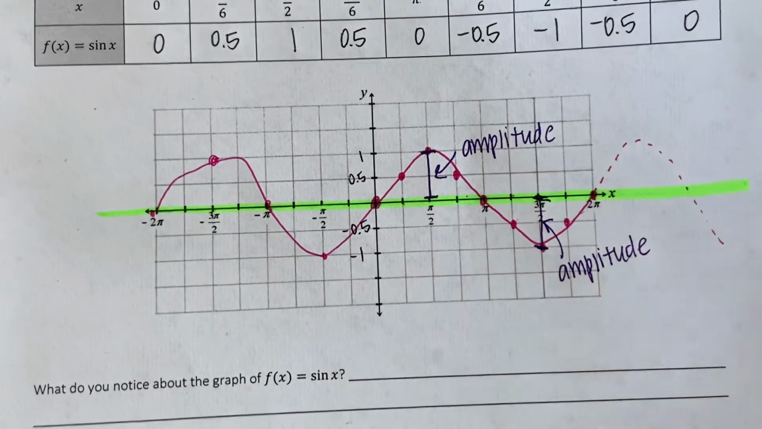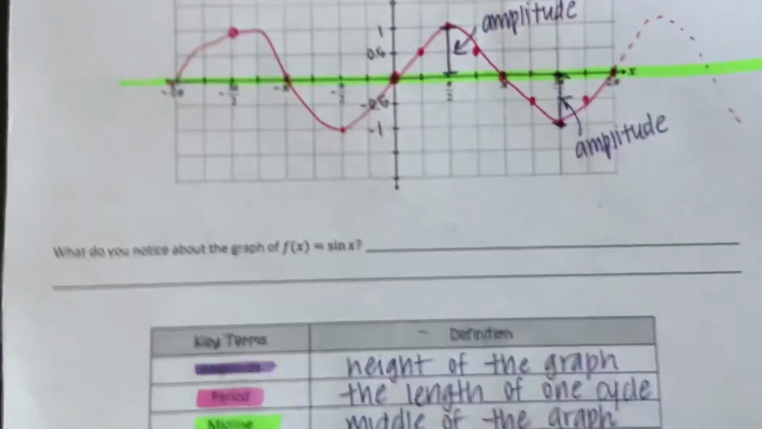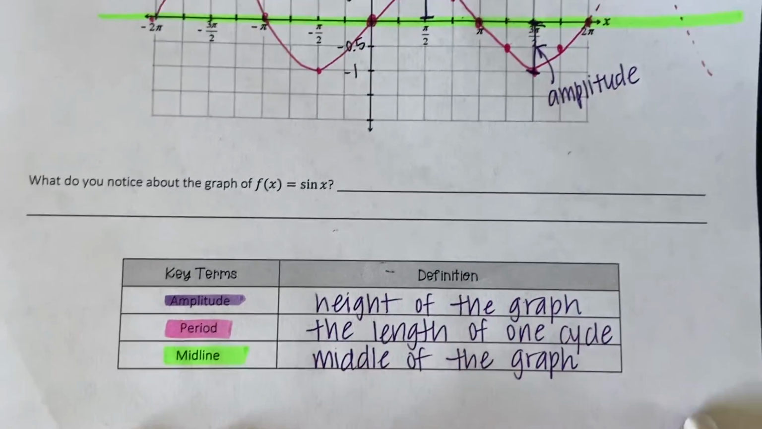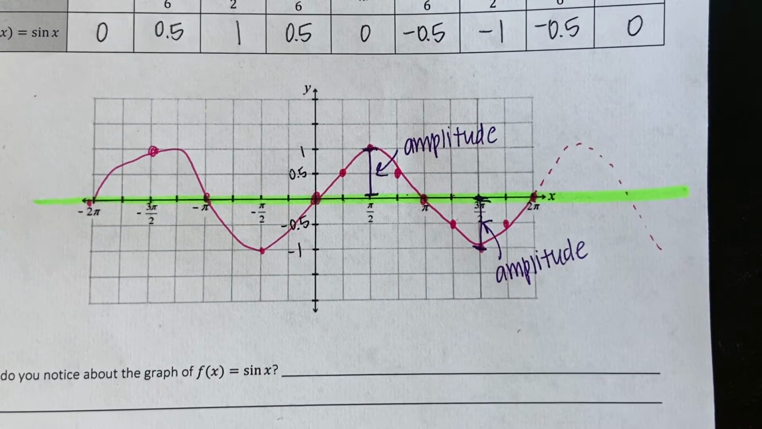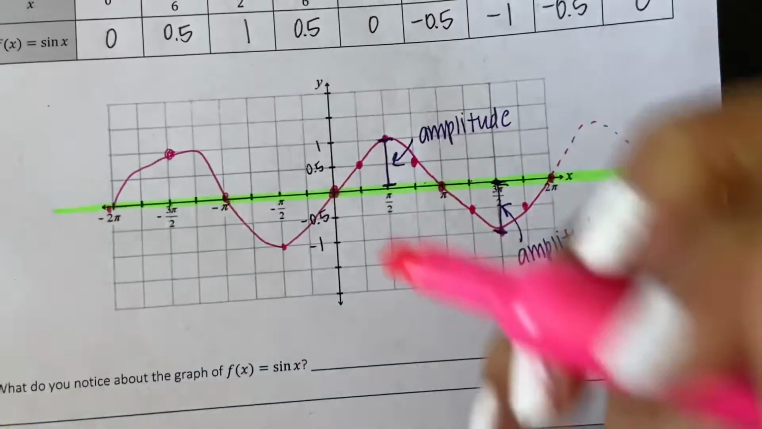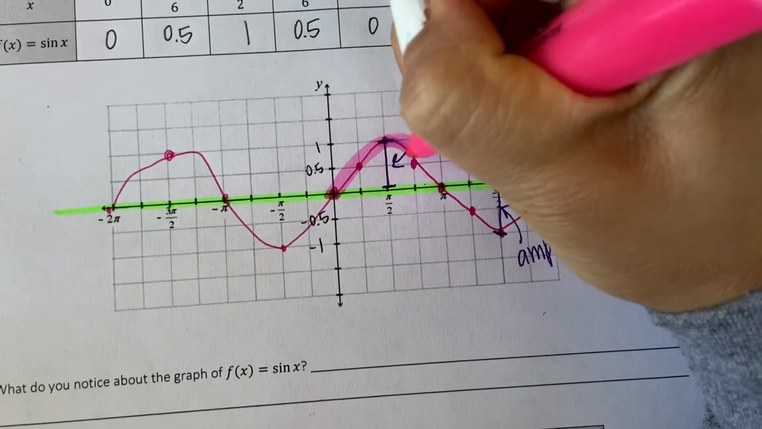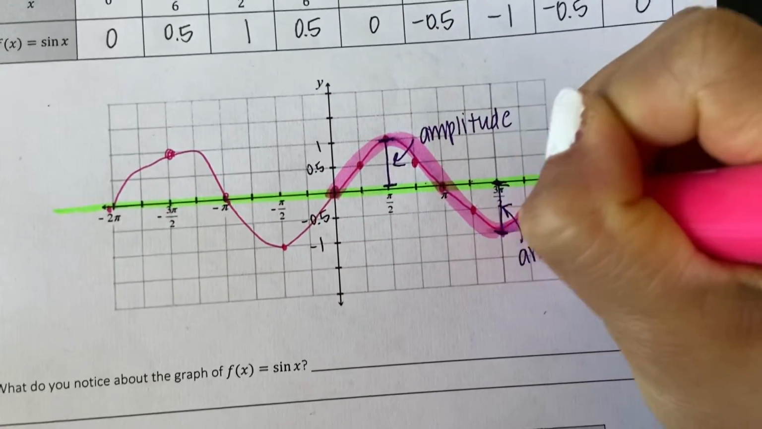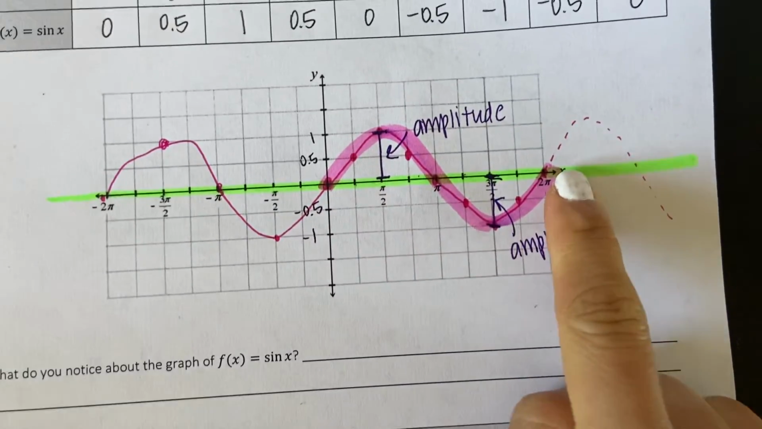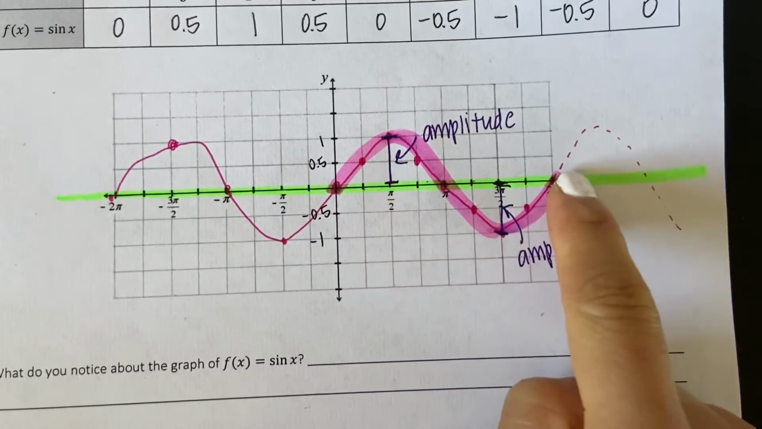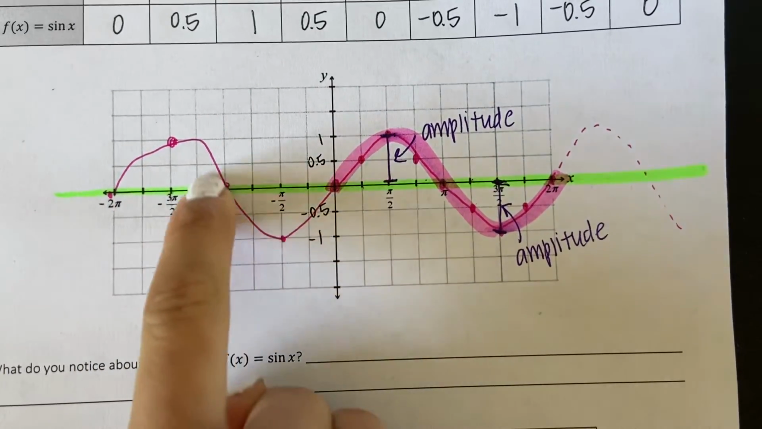The last thing is the period. The period is the length of one cycle. So the sine function, it goes back and forth. It goes up and then it goes back down, and then it goes back up and then it goes back down. This is considered one cycle when it goes up, back down, and it ends at 2 pi. This right here is considered one cycle. Goes up, down, back up. This right here goes up, down, back up. This is considered another cycle.